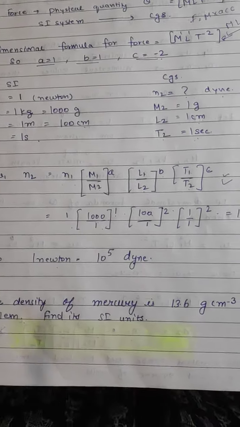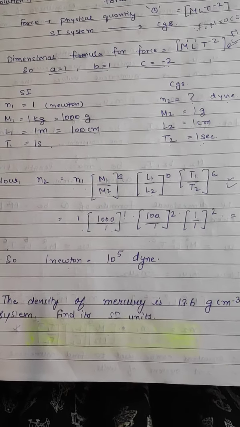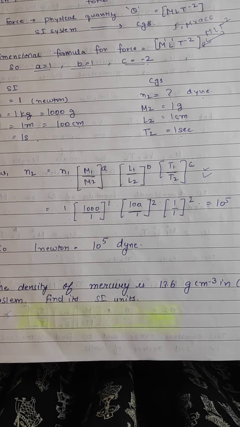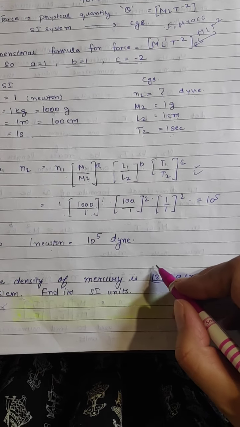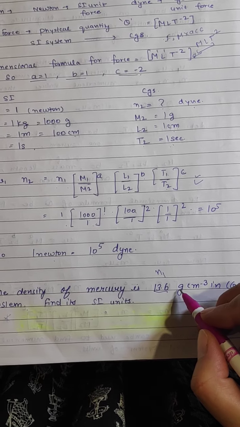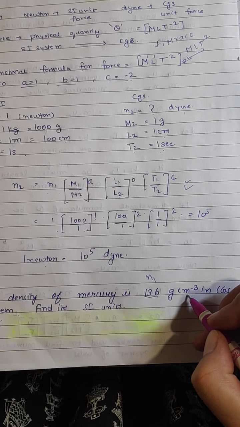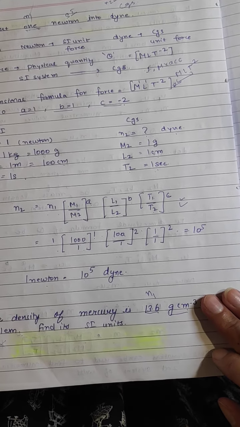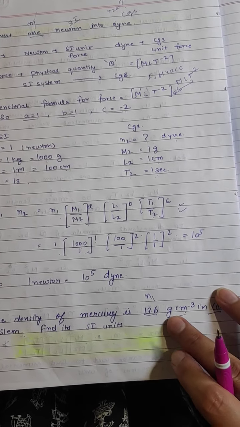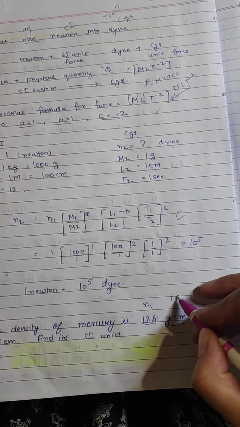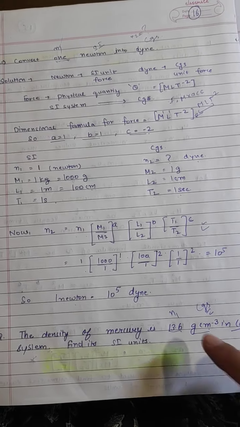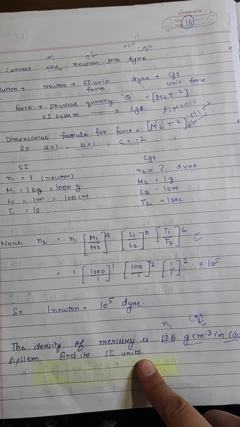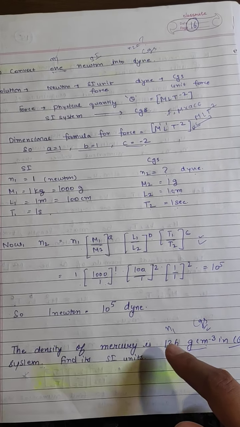Now what is the example? The density of mercury is 13.6 gram per centimeter cube. Now think about this thing, that n1 is given to you. After that, what are the units? Gram, centimeter. It means this is already given also. If it is not given, you can again get an idea from here. Gram, centimeter, then it will be second. It means I am talking about the CGS system. Means one system is given to you, n1 is also given to you. Find its value in SI unit, means we have to convert it into the SI unit.